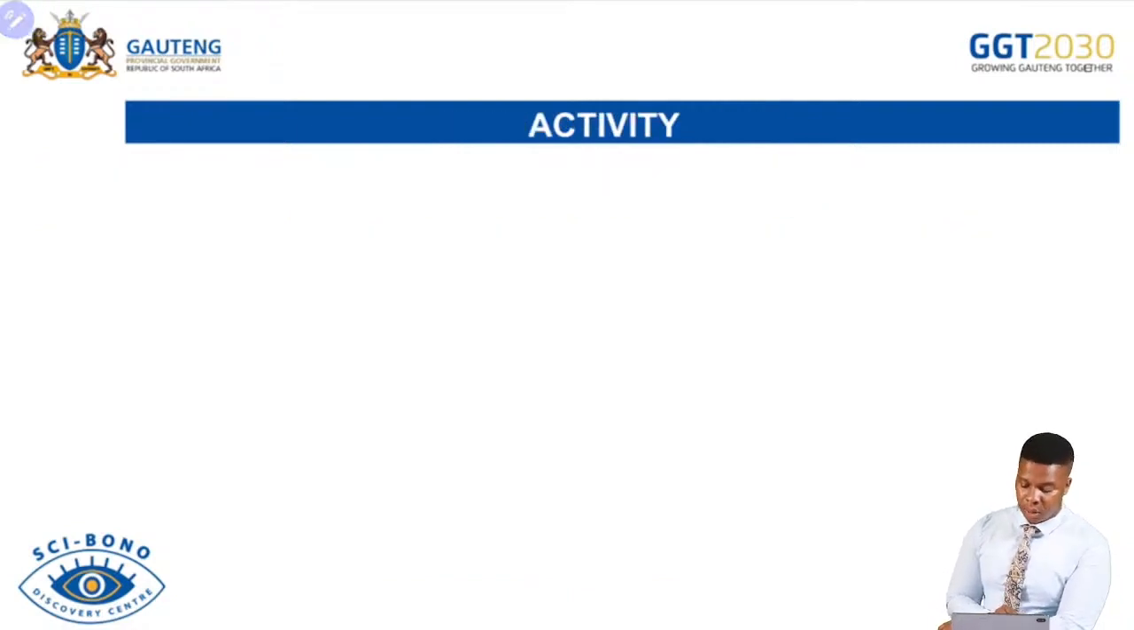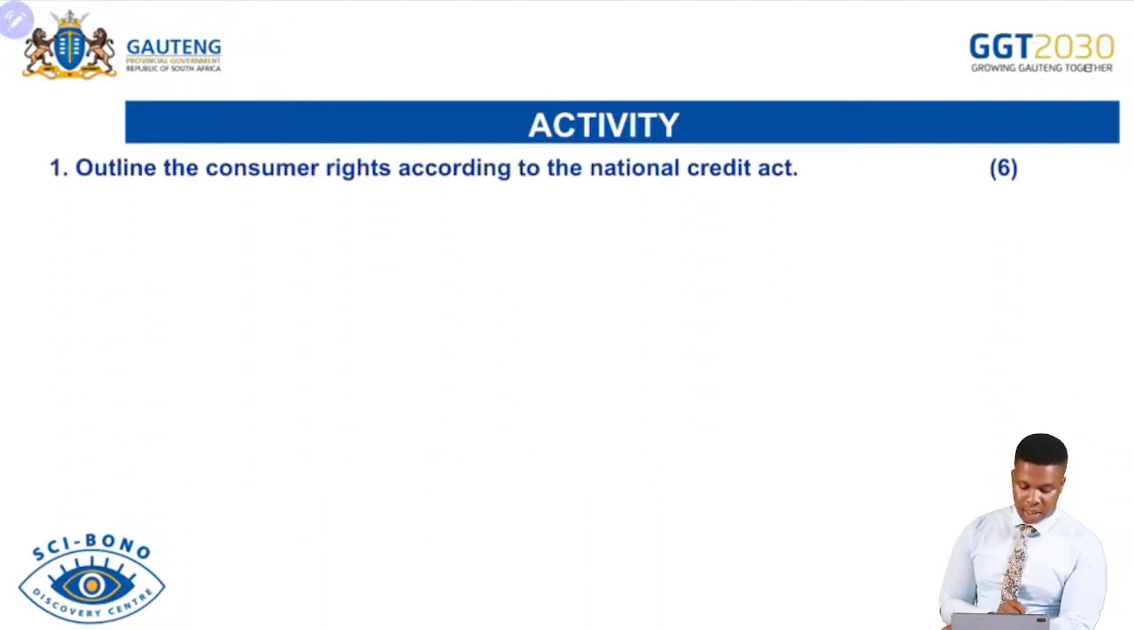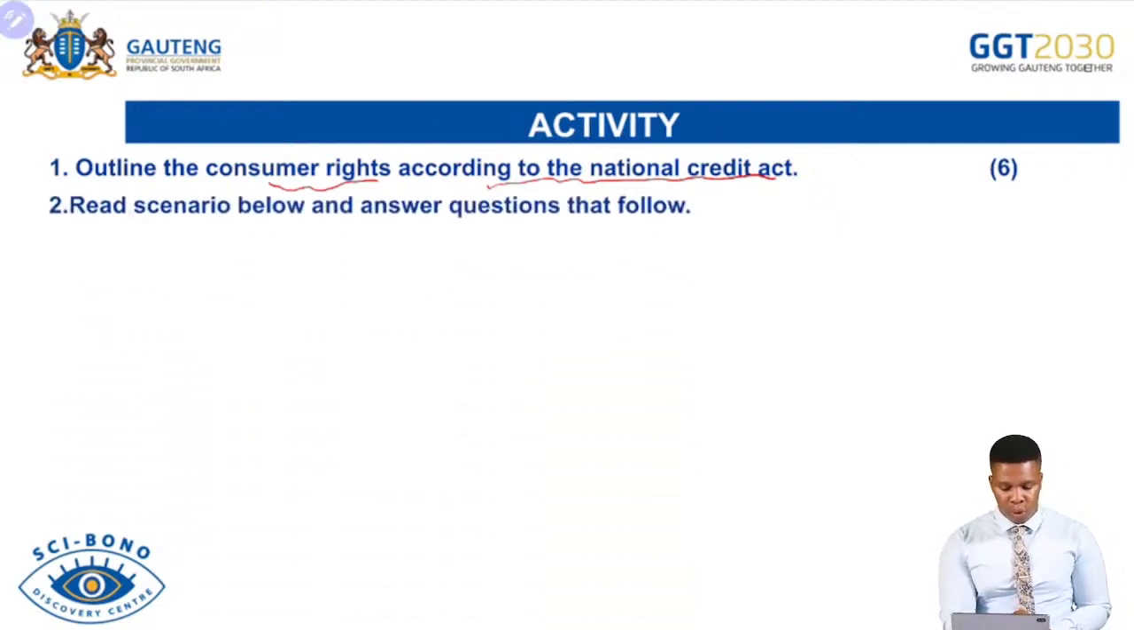And now let us look into the activity based on the Consumer Protection Act and the National Credit Act. These are direct and scenario based questions, because Mem Grace has focused on the essay and some of section B. So we look into a direct question because with your business studies we have direct and scenario based questions. So maybe question 1 can say outline the consumer rights according to the National Credit Act. When we say outline, you just have to specifically write them down or list them down as you remember. And 2 is read the scenario below and answer questions that follow.